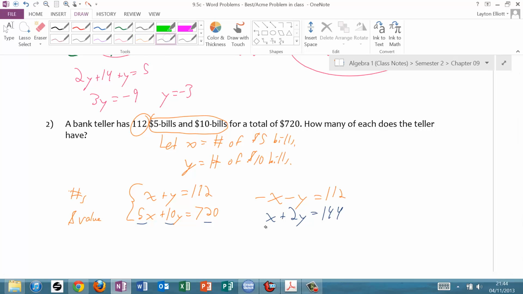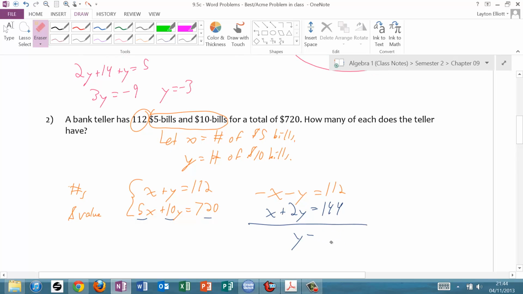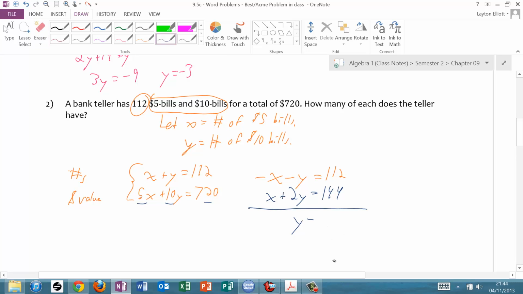Why did I do that? Well, I can now add these and do elimination. The x's drop out. 2y minus that y is y equals 256. No, that would not be right, because that's more money than we have. Forgot the negative 112. Hopefully you caught that, because you're not just mindlessly copying. That'd be sad. y equals 32. 32 $10 bills.